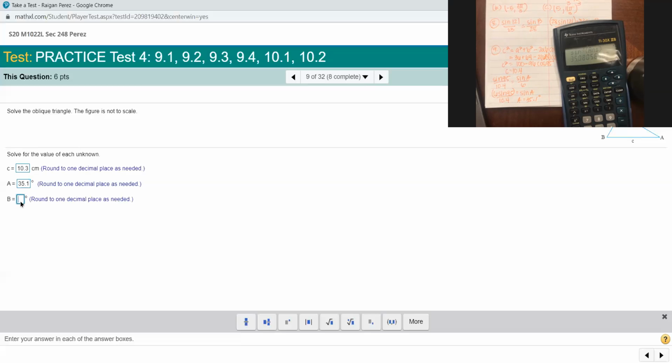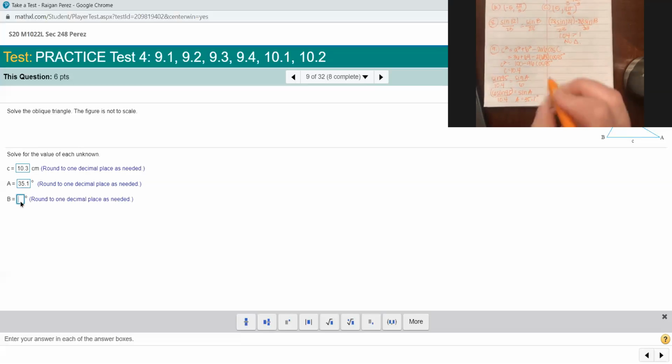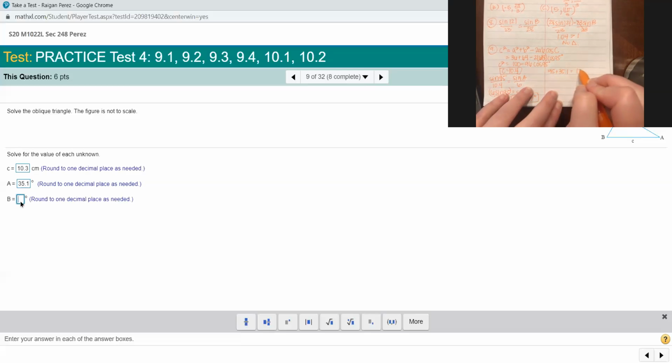And then because we have two of the angles, we can just subtract. So let's put boxes around this real quick. For B, you're just going to do 95 plus 35.1. And it's 130.1, and just subtract that from 180.